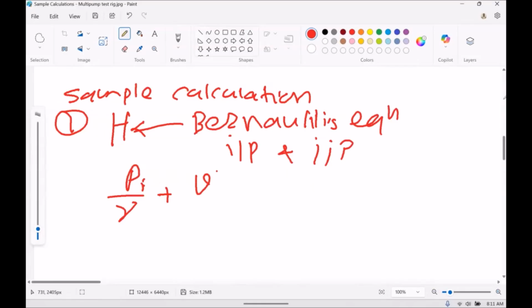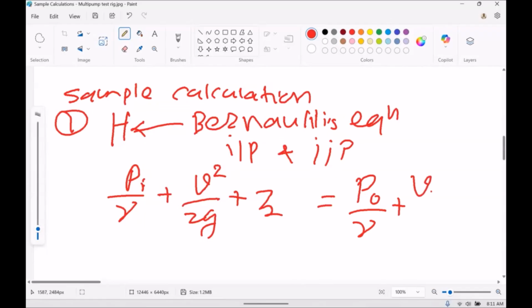Then the kinetic energy is Vi square by 2g, plus Z, is equal to the pressure at outlet over gamma plus the velocity at outlet square by 2g, plus Z. This is the inlet and this is the outlet. And here the head loss due to friction, or head, it is not a loss, it is a gain. So this is the head H. Our objective is to find the head.